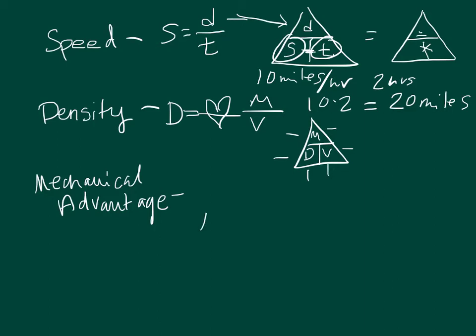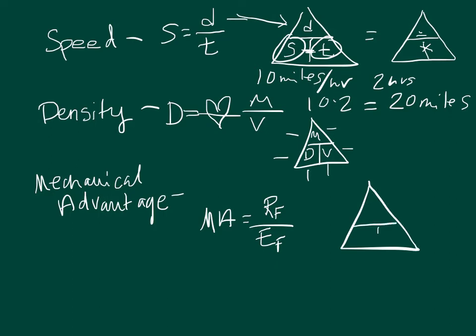Mechanical advantage, same thing. Mechanical advantage equals the resistant force over effort force, or resistant arm over effort arm. Same thing, put it in the triangle: mechanical advantage, resistant force, effort force. And remember, the resistant force is the load, or what you're trying to lift. The effort is how much effort you have to put into lifting or moving that object. And the mechanical advantage is what that simple machine will give to you.